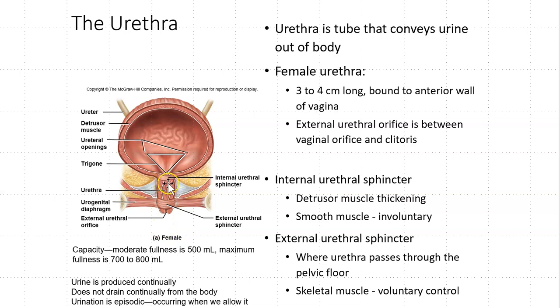Now, there are two muscles in the urethra. So this portion is the urethra. This is the internal urinary sphincter, and this is the external urinary sphincter. The internal urinary sphincter is a band of smooth muscle which is involuntary in nature, so it is not under our control, but the external urethral sphincter is under voluntary control. And the fact that this is under voluntary control is why we can hold our urine for a while, even if our bladder is full.